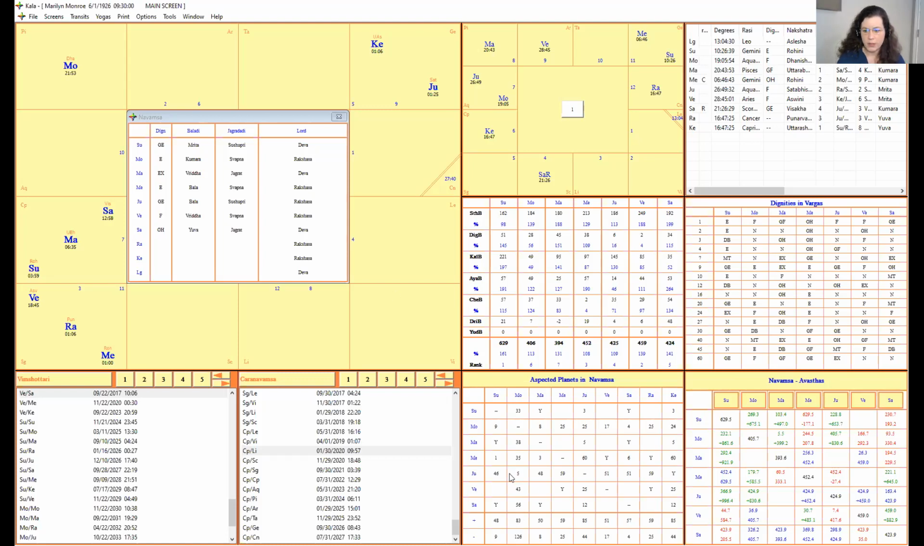And let's also consider here the Lajjitadi avasthas on the Moon in the Navamsha. We see that it is getting helped by the Sun to 269.3 points.